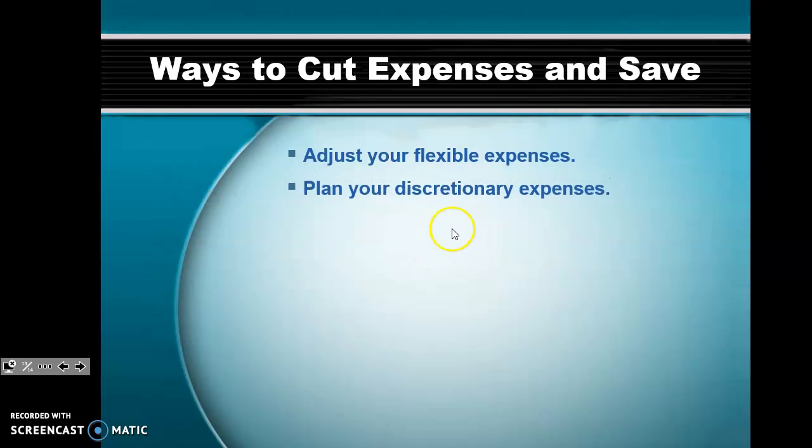You can plan your discretionary expenses, and we always call that the fun money, things like going to the movie, going out to eat. It's nice to have a treat, but you want to make sure that you're not overspending by doing things like that and not paying a bill that needs to be paid, like your mortgage or your car payment.